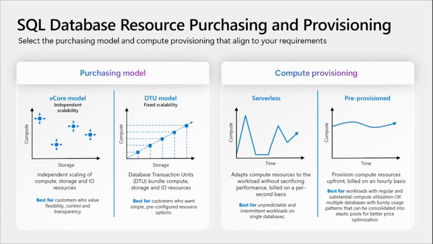The other option is pre-provisioned, where you basically say, I need 2 vCores, 4 vCores, 8 vCores, or 128 vCores, and I need them always available, always on, so that whenever I connect to my database, they're there, right? If you have workloads with regular, substantial compute utilization, or multiple databases with bursty usage connected to that instance, then a pre-provisioned model is for you.